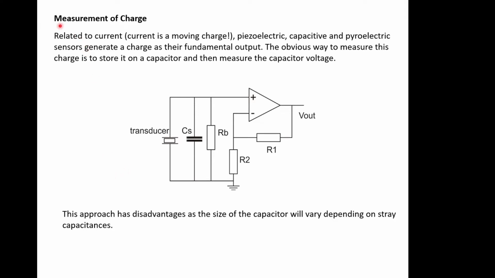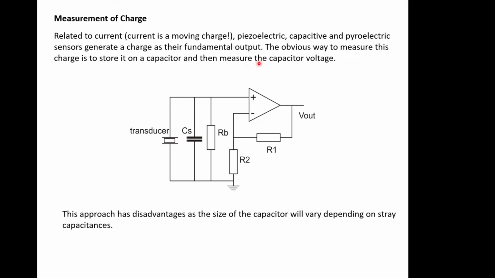So the next thing we want to look at is measurement of charge. Charge is related to current because current is a moving charge, and some transducers may generate charge or movements of charge as their fundamental output, particularly piezoelectric sensors and pyroelectric sensors. These are ones that detect heat, or piezoelectric detects the amount of bend in something or pressure. So charge is their fundamental output. So we have to think of a way of trying to turn a measurement of charge into a voltage.